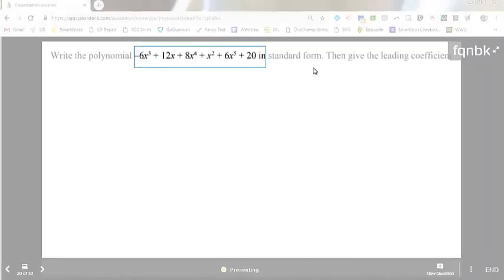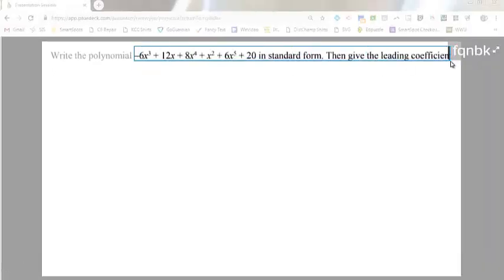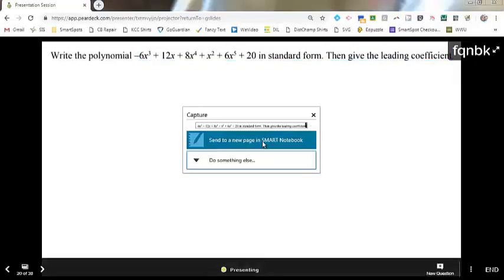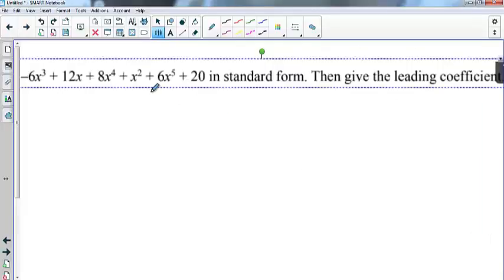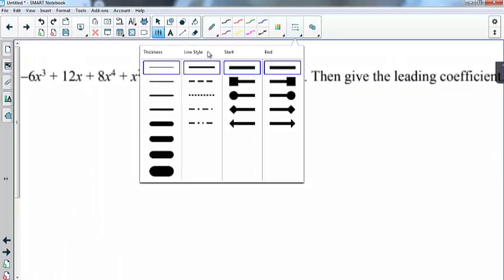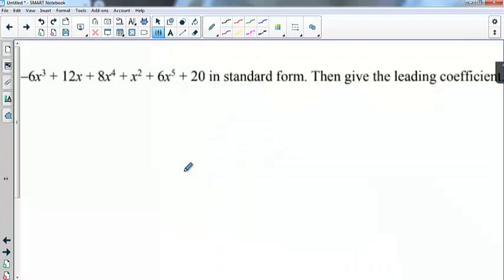Okay, on this one, it says write the polynomial in standard form, then give the leading coefficient. This is a give me points question. You've got to get this baby right. There's no reason to miss it. Okay? So, to write it in standard form, does anybody remember what that means? All polynomials are written in standard form if they are written in what order?